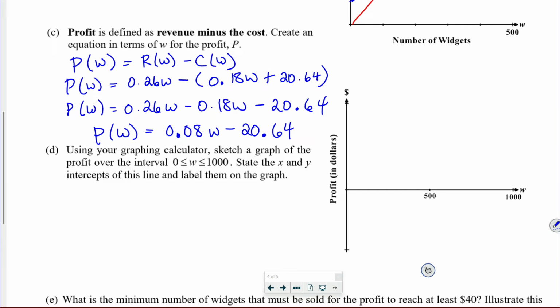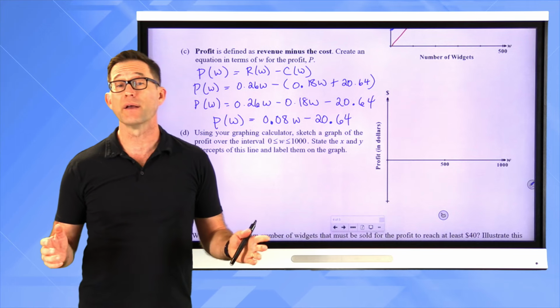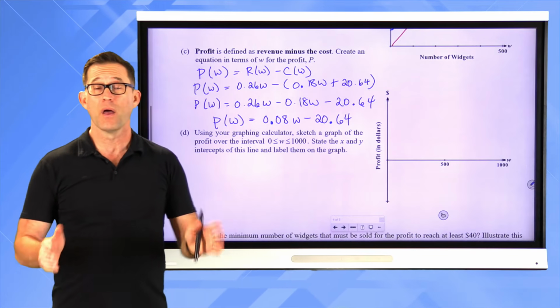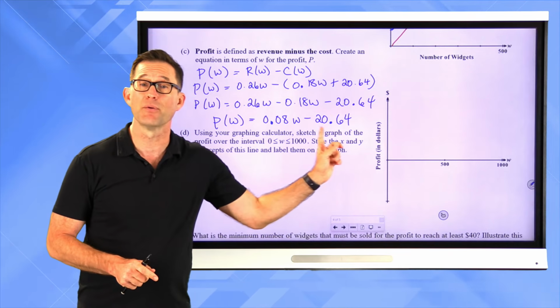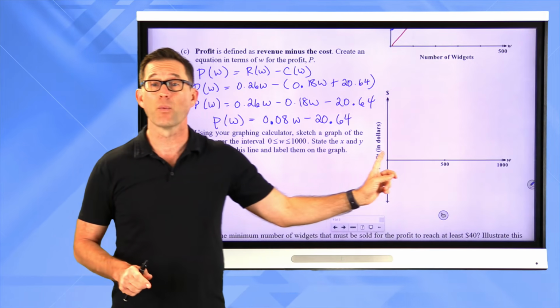Using your graphing calculator, sketch a graph of the profit over the interval 0 less than or equal to W less than or equal to 1,000. State the x and y intercepts of this line and label them on the graph. So we need a brand new graph now. I'd like you to pause the video. You might want to clear out the other two functions because you're going to put this new function in and your window's going to change.